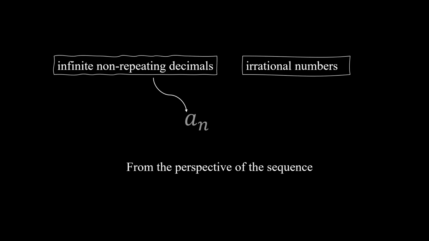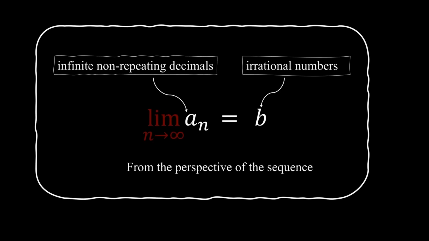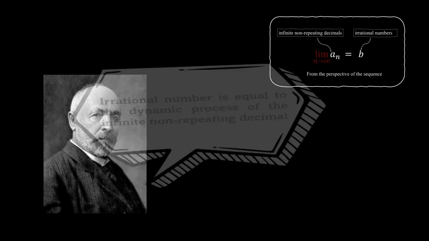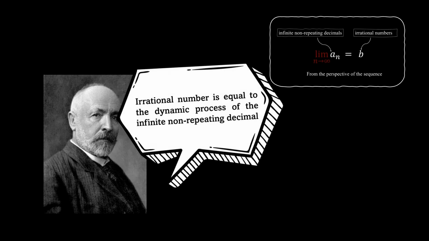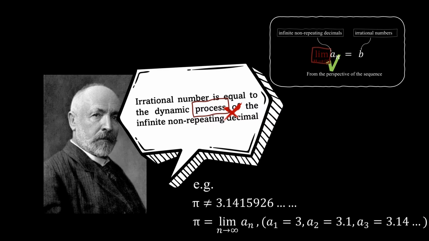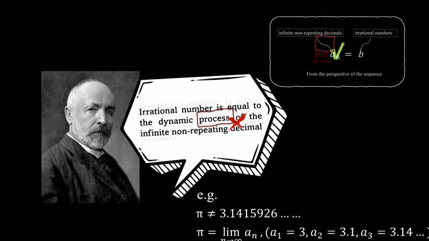From the perspective of the sequence, the irrational number is the limit of the infinite non-repeating decimal, which can be regarded as a sequence of decimals, but not the sequence or the dynamic process itself. Cantor's error is that he equated the irrational number with the dynamic process of the infinite non-repeating decimal, i.e. the sequence of decimals. That is to say, Cantor confused the limit of the sequence with the dynamic extension of the sequence. There is another method of demonstrating Cantor's theorem, which is intuitive.